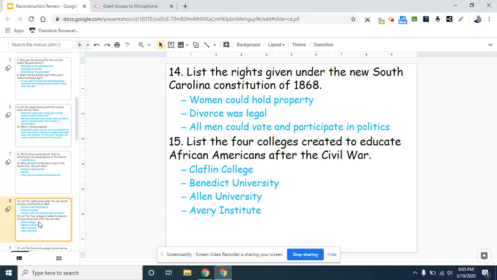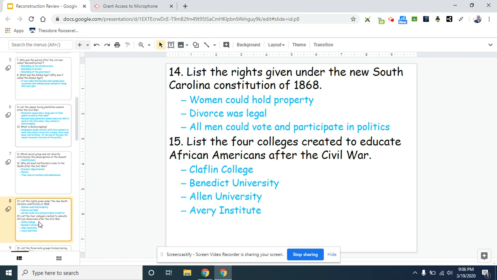So, number 14, list the rights given under the new South Carolina Constitution in 1868. Three big things: women could hold property, divorce was now legal, and all men could vote and participate in politics. Not them women, no. Not the women folk. Just men. Okay? Just men, regardless of what you look like.